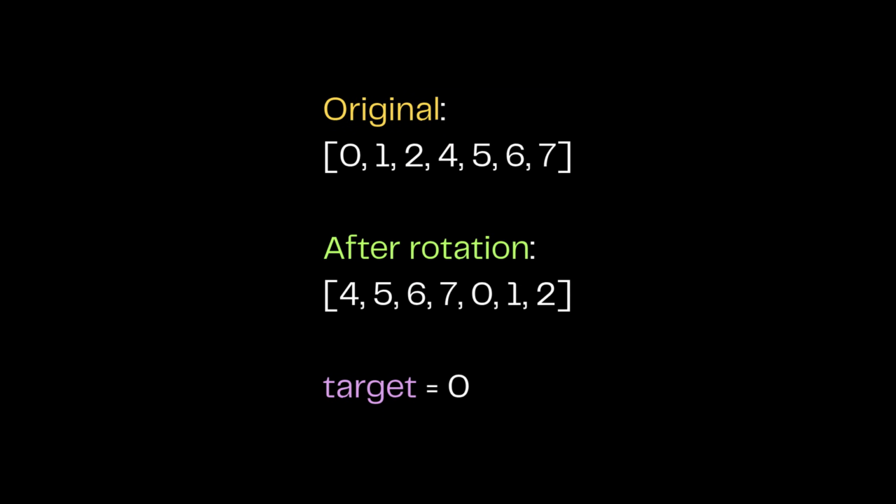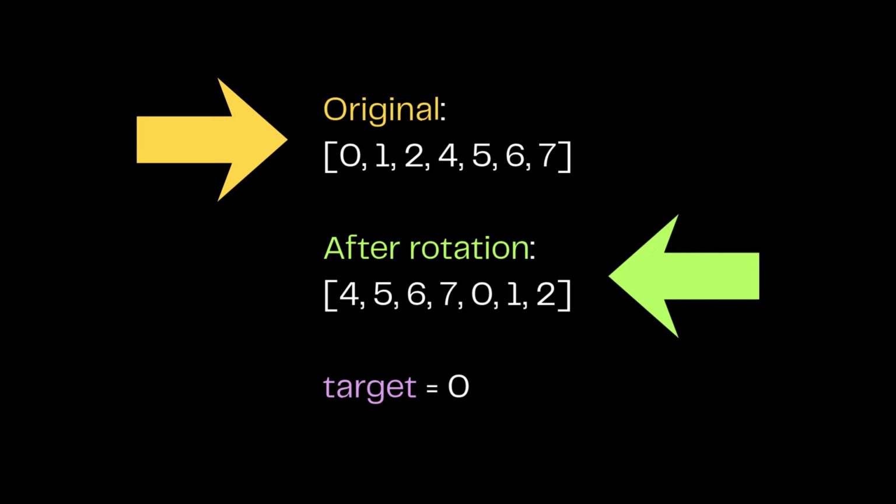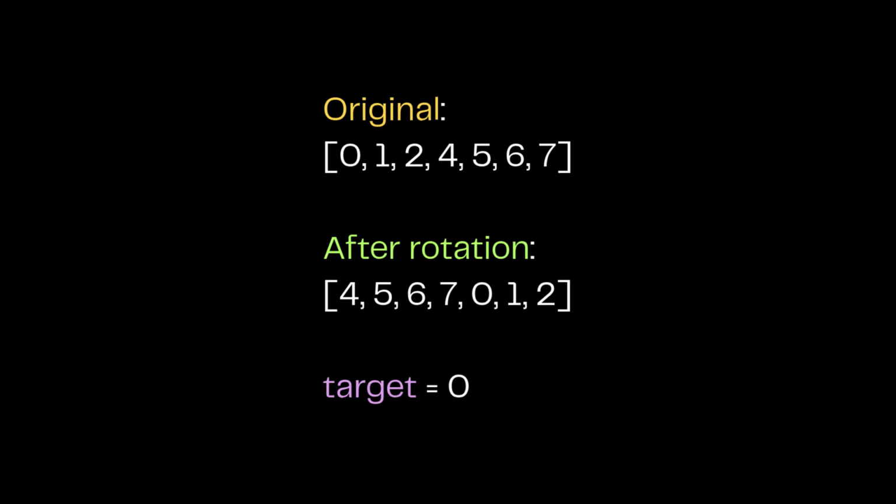So we are given a sorted array, but it has been rotated at some point. We are also given a target and we need to return the index of that target. For example, the original sorted array is something like this, and after rotation it becomes something like this. So our target is 0. So the answer is index 4.